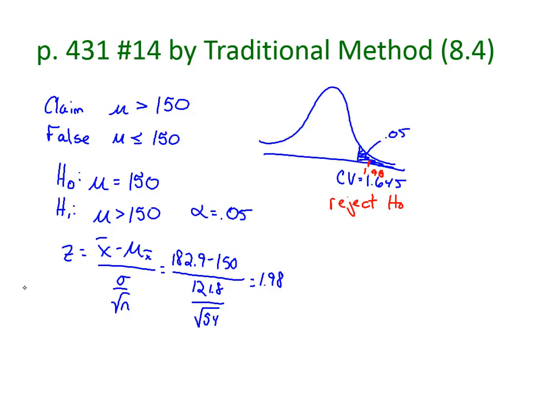So this is one of the only times that we get to support what we were claiming to be true, is when we did not include the equals to begin with and we were able to reject that null hypothesis that it did equal. So the sample data supports the claim that the mean weight of bears in Yellowstone National Park is greater than 150 pounds. Questions there?